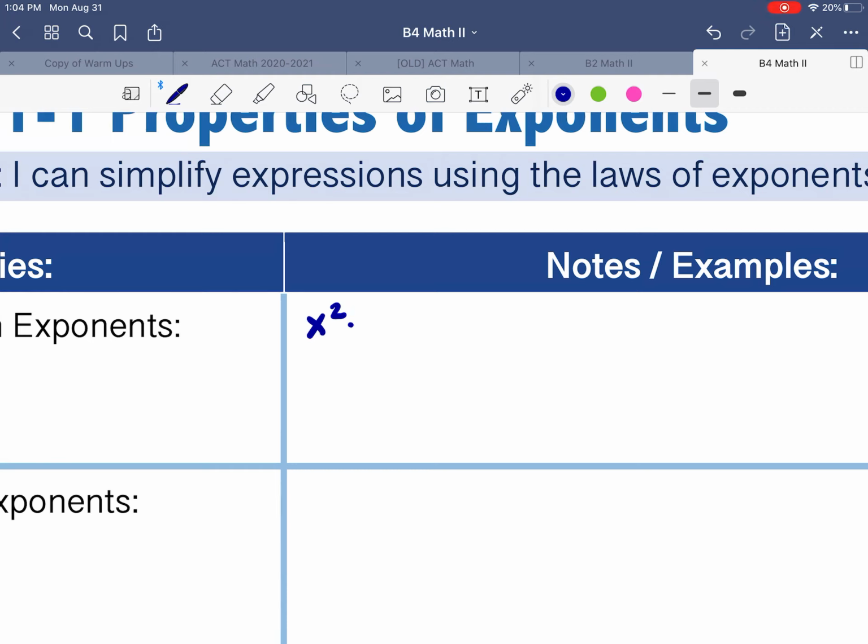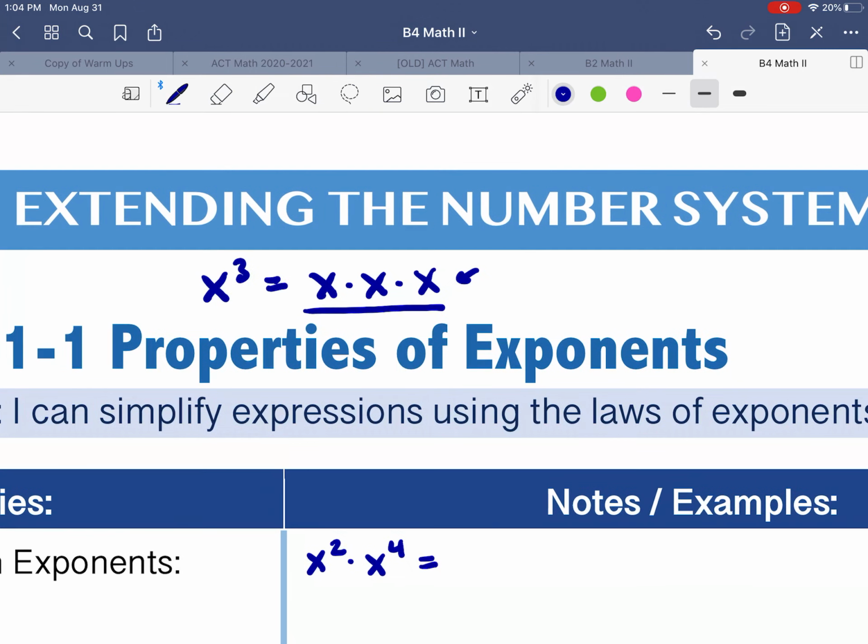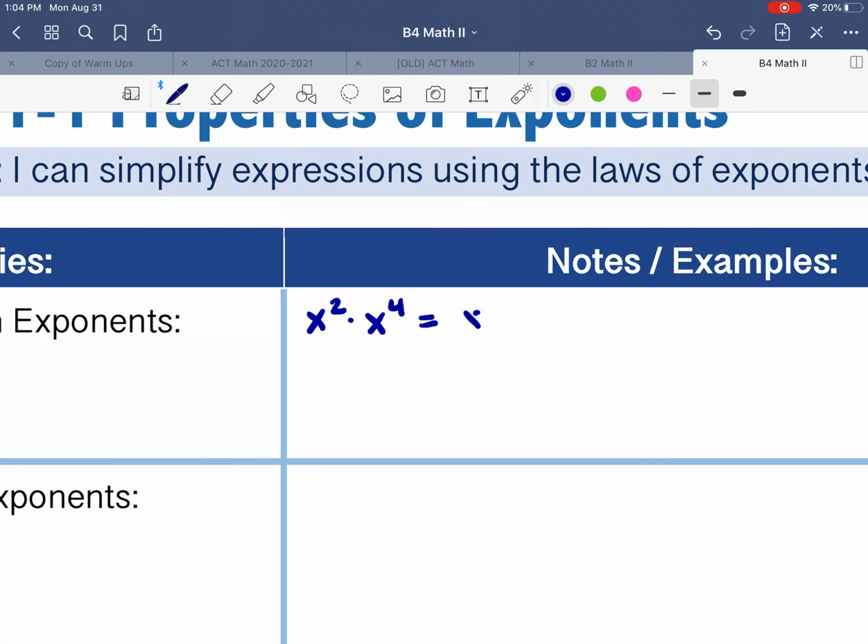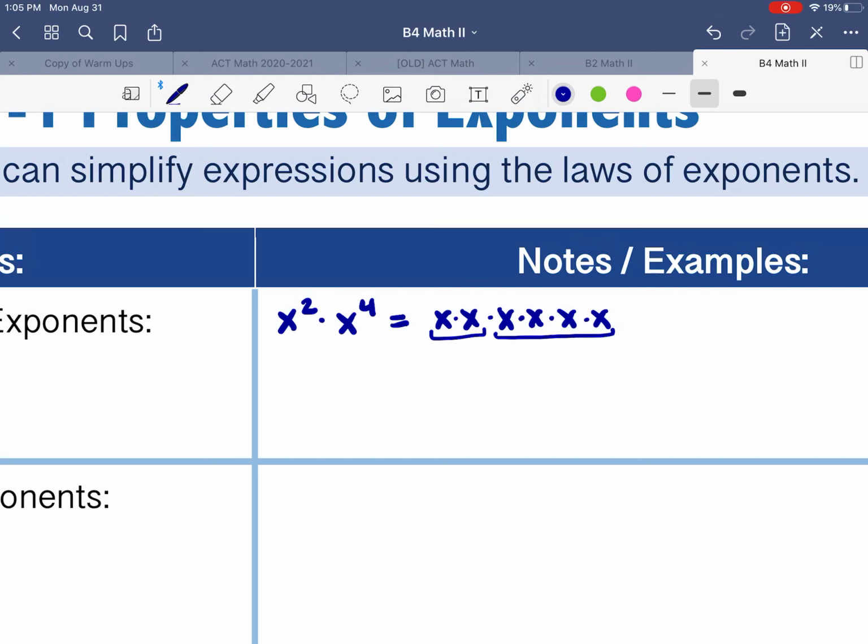Anyway, our example is going to be x squared times x to the 4th power. Using the method we talked about, x squared is just 2 x's multiplied together, and x to the 4th is 4 of them. Since we have the same base being multiplied together a bunch of times, we can just count how many x's we have in total, which is 4 plus 2, that's 6, and rewrite that as x to the 6th.